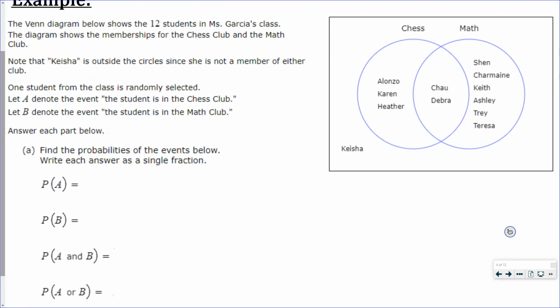All right, so A is in the chess club. So I'm looking in this circle here to determine how many members. I have 1, 2, 3, 4, 5 members in the chess club. So the probability that one of them will be selected is 5 out of, how many total students do we have? 12. Okay, that's a simplified fraction.